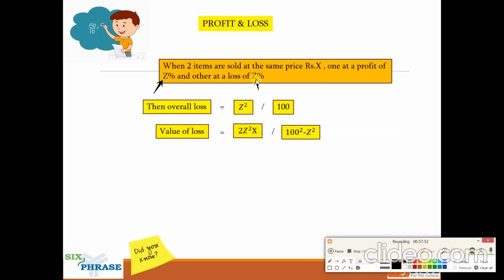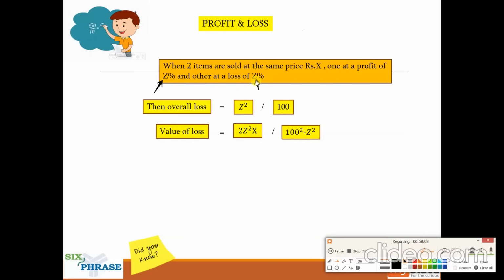What do you think will happen when two items are sold at the same cost price? Okay, the cost price is the same. One is sold at a profit of Z percentage, the other is sold at a loss of Z percentage. In that situation, there will be no profit, no loss. So that is why we don't have a formula for that.